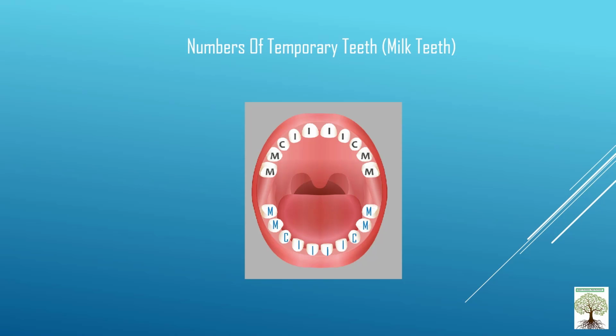So the total number of incisors is 4 above, 4 below, 4 plus 4, 8 incisors in temporary teeth. Canines 2 plus 2, 2 in the upper jaw and 2 in the lower jaw. So a total of 4 canines are present. Premolars are absent in the temporary set of teeth and molars are 4 in each jaw. So 4 plus 4, total 8. So 10 in each jaw. The total number of teeth is 20. The complete set is 20 teeth.